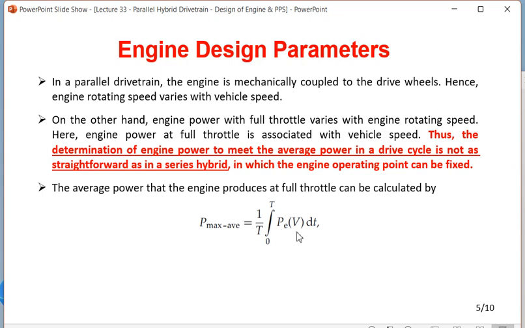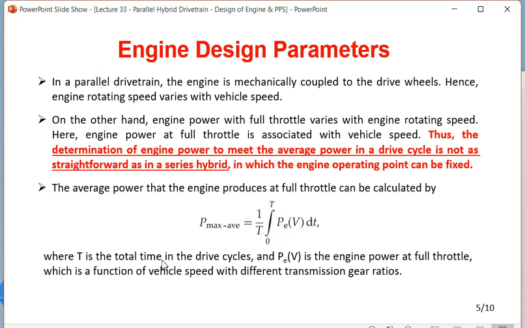So P_E(V), what is the significance of this formula? T is the total time in the drive cycle, from 0 to T, so the vehicle is driven for 0 to T time. And P_E(V) is a function, the engine power for a vehicular forward traction speed of V. P_E(V) is the engine power at full throttle. So V is the output speed of the vehicle at full throttle, meaning maximum amount of fuel is given to the engine. So P_E(V) is the engine power at full throttle, which is a function of vehicle speed with different transmission gear ratios.